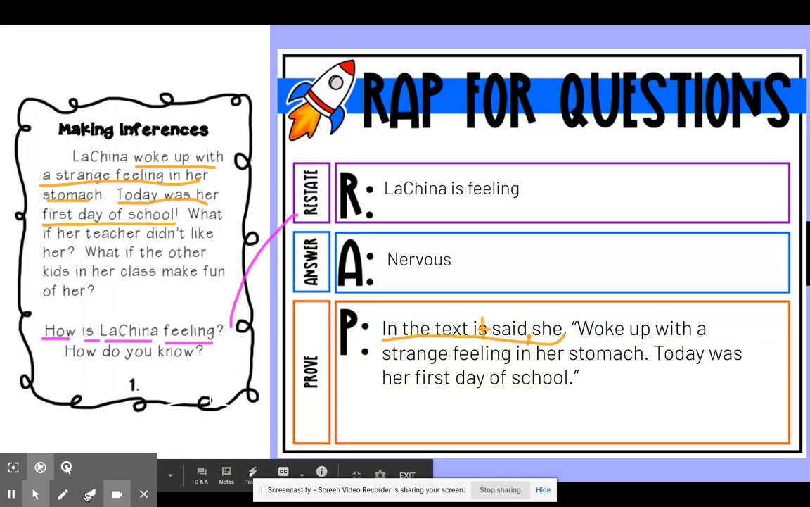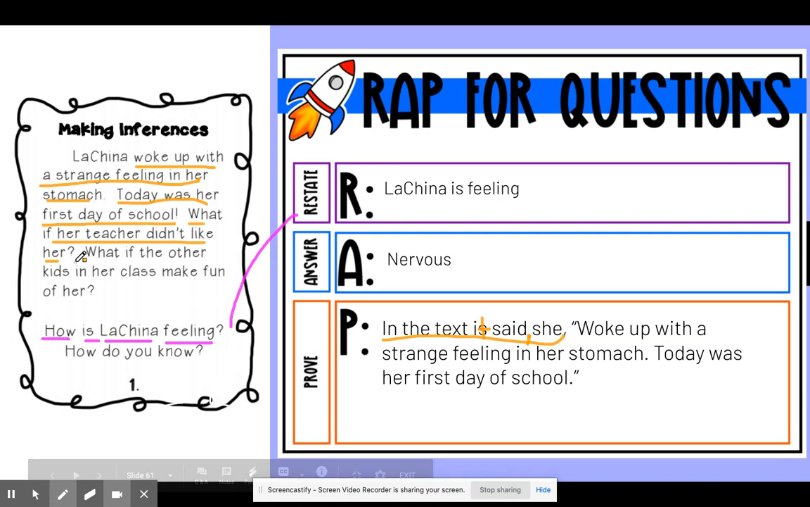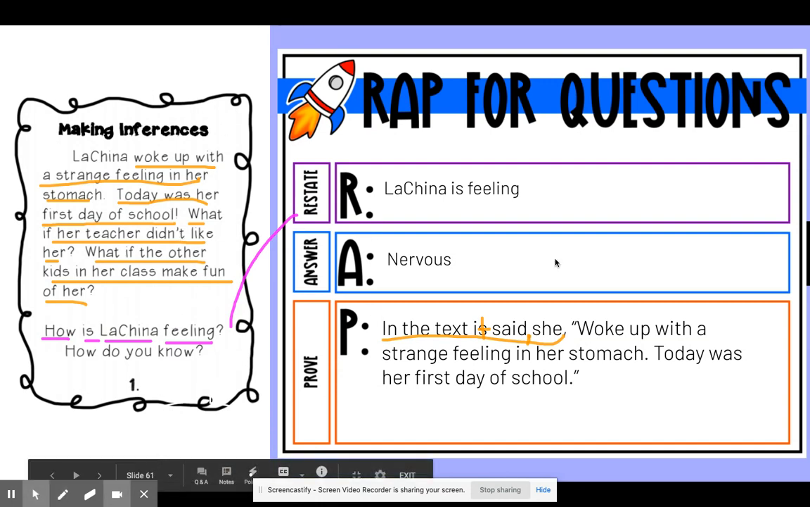Because if I were to rewrite and I kept going and I wrote all of this and this and this and this and this, guys, that's not clues. That's not evidence. All I did was rewrite the whole thing. That's not what we're trying to do. We're picking the parts that help us make the inference. So that's what I've done here. Okay? All right, guys. This is going to be your model for this week.